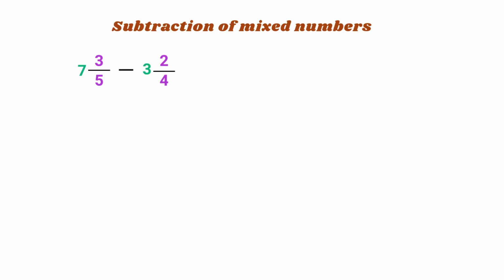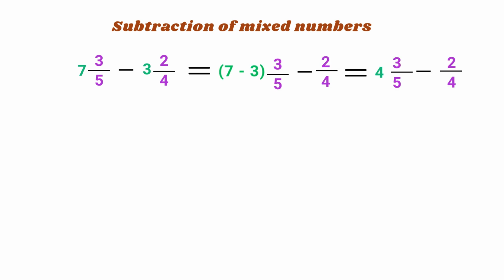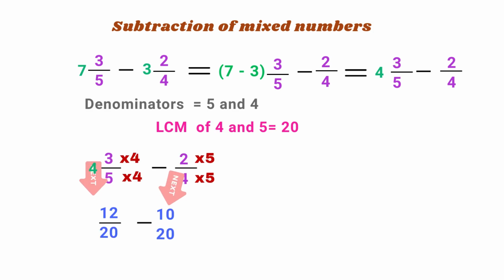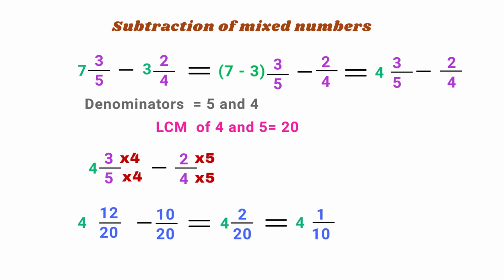Subtraction of mixed numbers. Subtract the whole numbers first. 7 minus 3 equals 4. Check the denominators. Denominators are 5 and 4. Find the LCM of 5 and 4. LCM is 20. Convert fractions into equivalent fractions. Subtract the numerators.